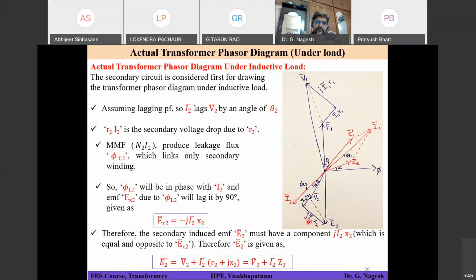You are understanding, na? Sir, what is the difference between V2 bar and E2 bar? V2 bar is the voltage across the load terminals. E2 bar is the voltage across the secondary winding. That means after the secondary winding, you will have a resistance drop, because the winding will have resistance now.